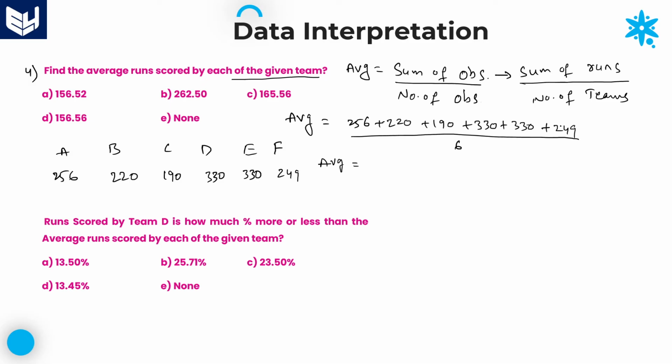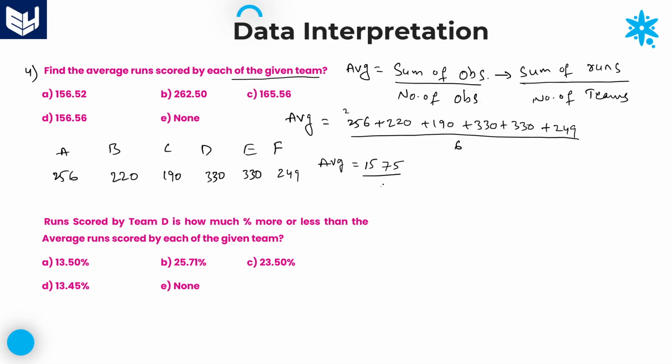Here units place 9 plus 6, 15. 1 is carry forward. Next 6 plus 2, 8. 8 plus 9, 17. 17 plus 3, 20. 23, 27. 27, 2 is carry forward. 2 plus 2, 4. 4 plus 2, 6. 6 plus 1, 7. 7 plus 3, 10. 10 plus 3, 13. 13 plus 2, that is 15.